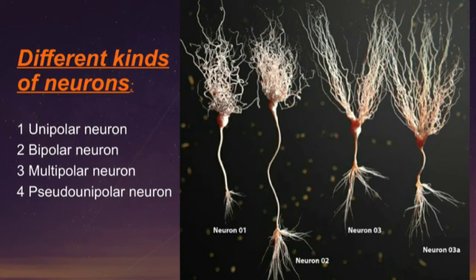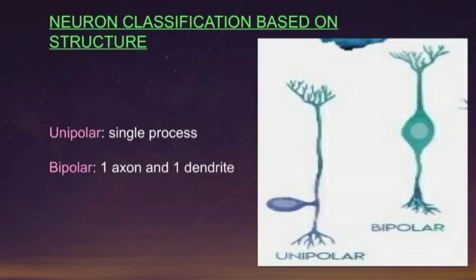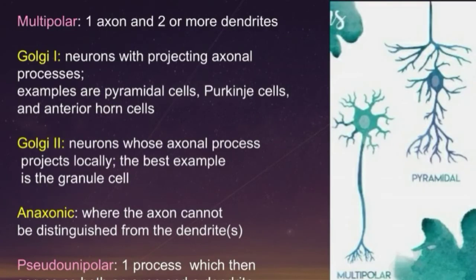affected person. Neurons are classified according to their anatomy and their functions. According to their function, they are classified into sensory and motor neurons, and according to their anatomy, they are classified into unipolar, bipolar, multipolar, and pseudo-unipolar neurons. Unipolar neurons are single-processed neurons, and bipolar neurons have one axon and one dendrite only. Multipolar neurons have one axon and two or more dendrites. And pseudo-unipolar neurons contain an axon that has split into two branches. One travels into the peripheral nervous system and another travels into the central nervous system.